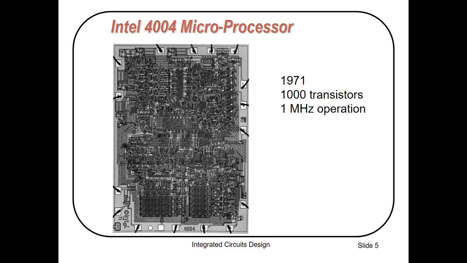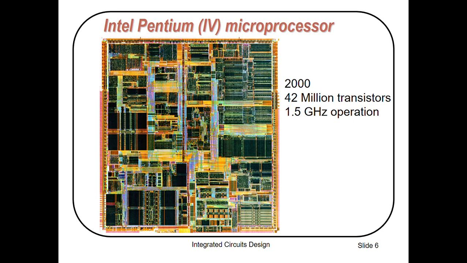Intel developed its microprocessor 4004 in 1971. It had 1000 transistors and the clock frequency was 1 megahertz. With the passage of time, Intel kept on developing more processors. For example, the Pentium 4 processor was developed by Intel in the year 2000. It had 42 million transistors and the clock speed was 1.5 gigahertz.